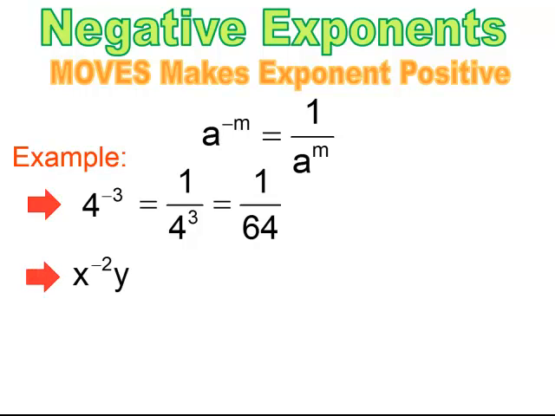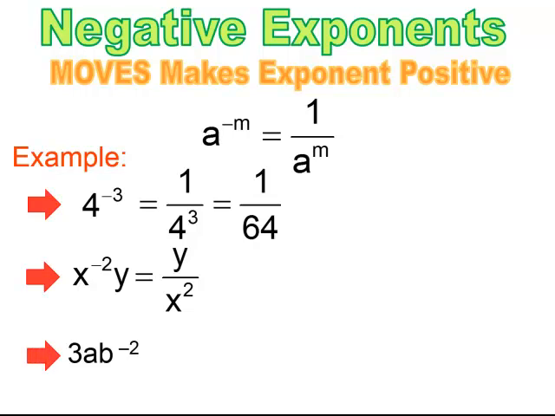So when I have x to the negative 2nd power times y, well, y doesn't have a negative power. Therefore, my y is not going to move. The only thing that moves is the thing that has the negative power. So the y is going to stay up top, and the x to the negative 2nd power will move under the y, and I would get y over x to the positive 2 power. Because the whole point of moving is to make the power positive.